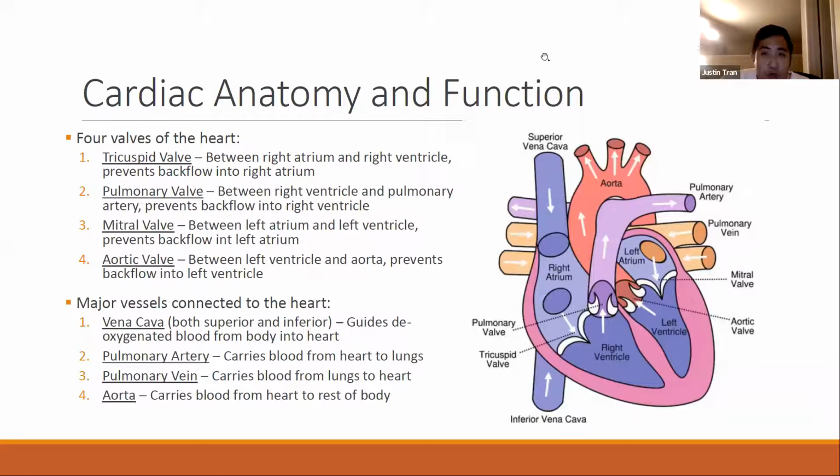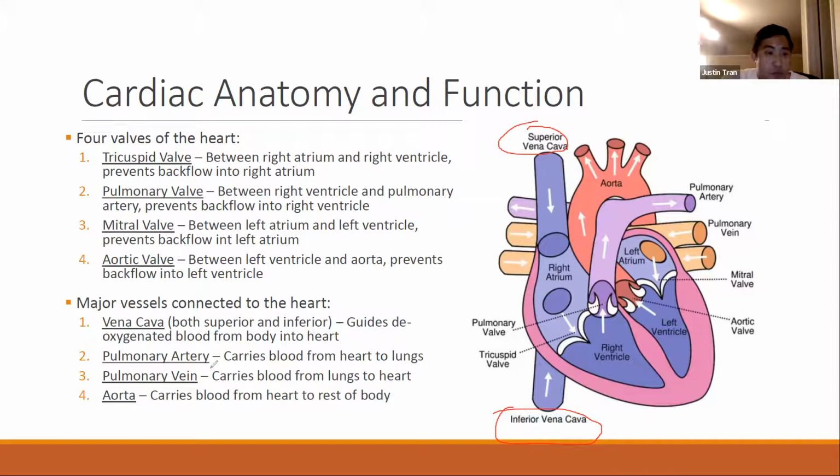First we have the vena cava, okay? There are actually two parts of the vena cava. There's the superior one, which is on top, and then the inferior one, which is on the bottom. These are the main veins in your body, and they collect blood from the rest of your body and then return it to the heart into the right atrium. The superior vena cava returns blood from your upper body. Your inferior vena cava returns blood from your lower body.